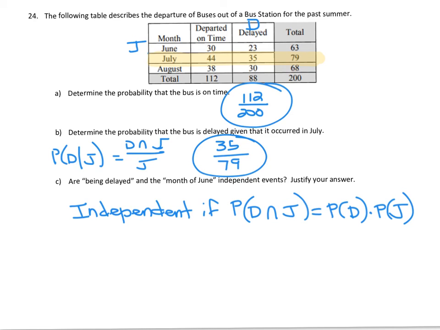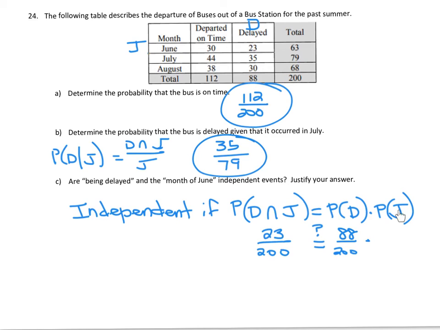All right, let me do this too. Let me erase this because we're no longer using that row. We're actually using June, this row, and delayed, this column. So the probability of delayed and June would be where June and delayed intersect, which would be 23 out of the total 200. So 23 out of 200. Okay, and let me put a question mark on top of this equal sign because we don't know if it's true. Now the probability of being delayed, well, there was a total of 88 buses that were delayed out of the 200, so 88 out of 200.